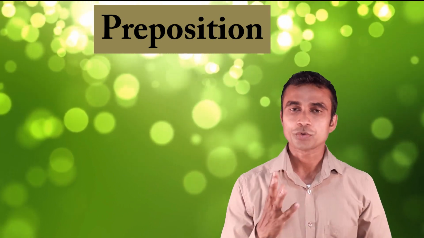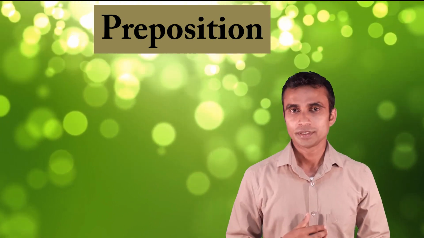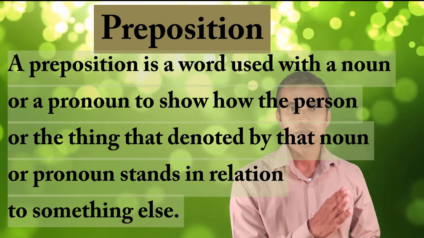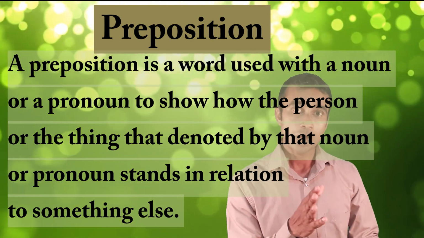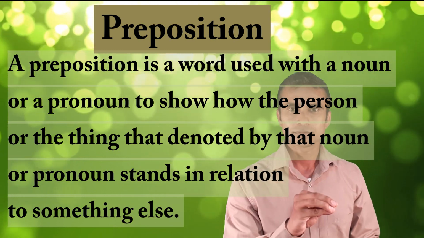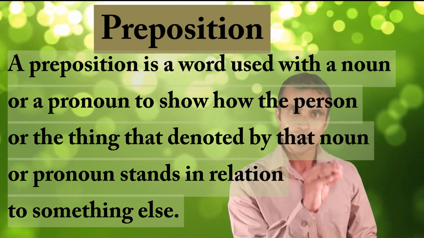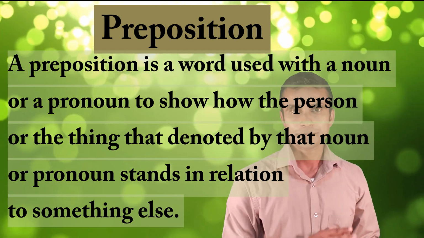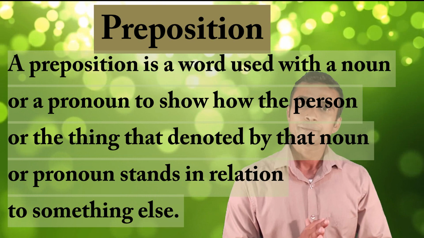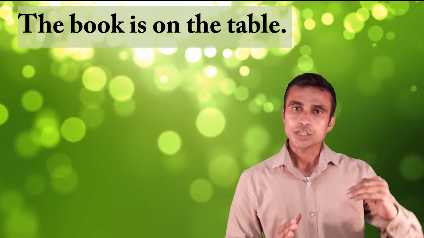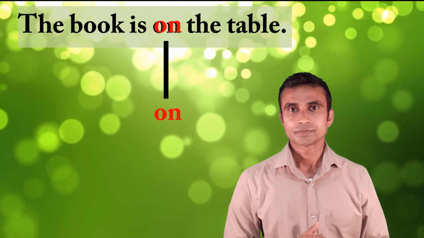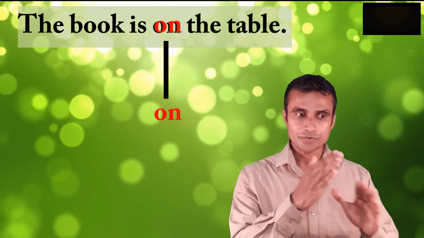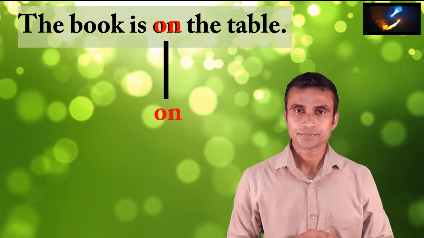Next, we come to prepositions. Preposition. It shows the position of a noun. A preposition is a word which is used with a noun or a pronoun to show how the person or the thing denoted by that noun or pronoun stands in relation to something else. For an example, the book is on the table. Where is the book? It is on the table. The relationship between the table and the book.